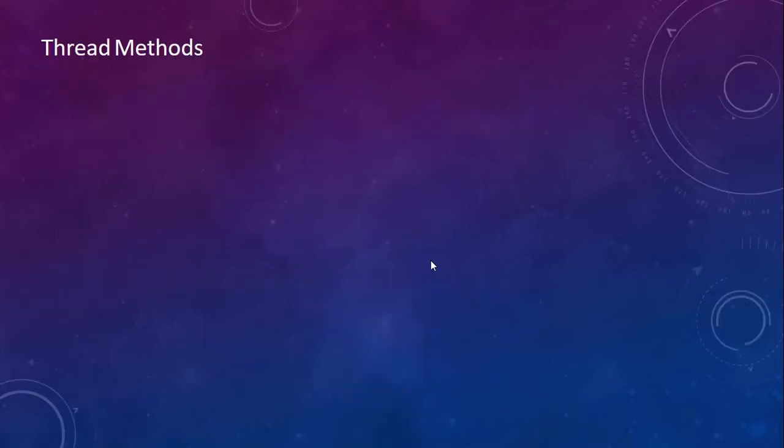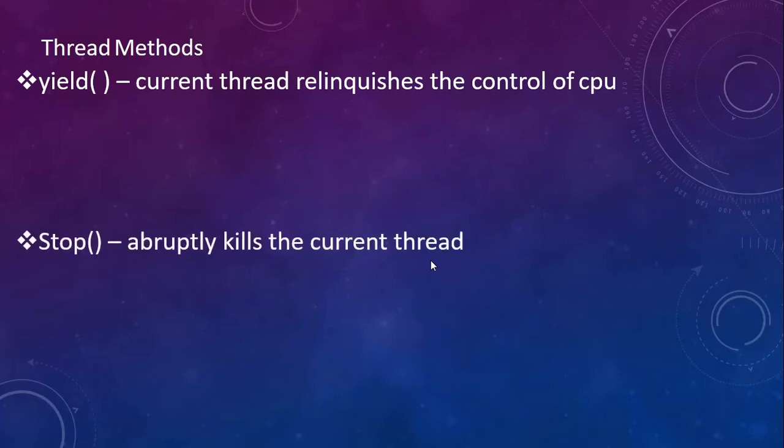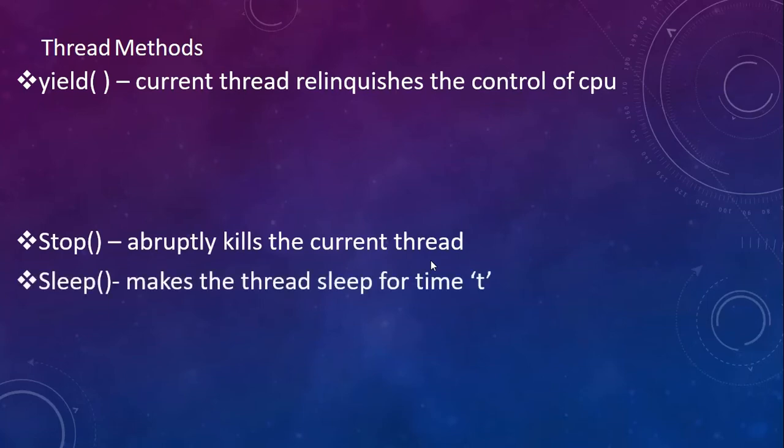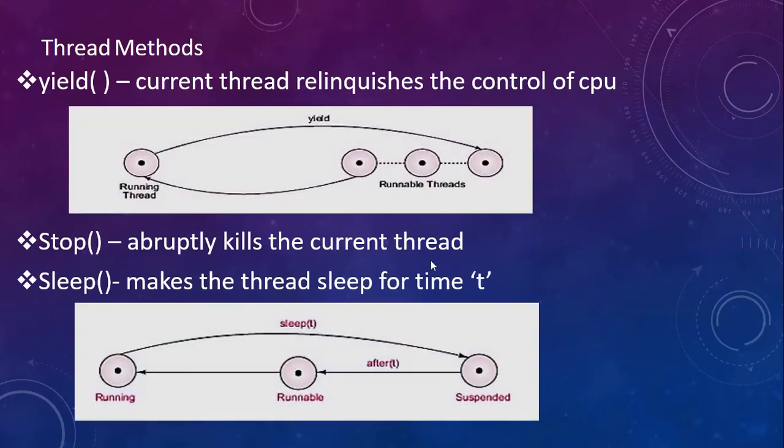So in general, the thread methods that we are going to see in a program today are: one is the yield method, wherein the current thread, okay, relinquishes the control of CPU, so it no longer uses the CPU. Second is the stop method, that abruptly kills the current thread. And the sleep method, that makes the thread sleep for a particular time period t, right?